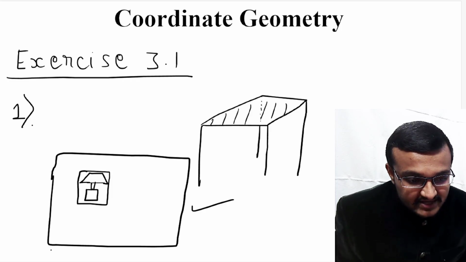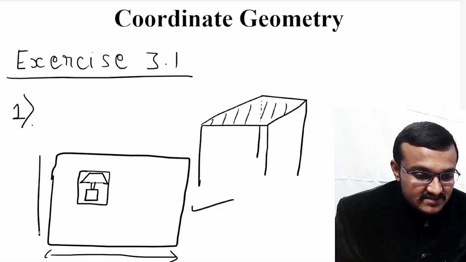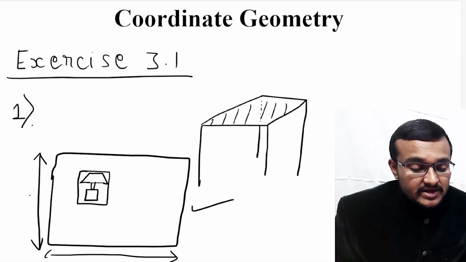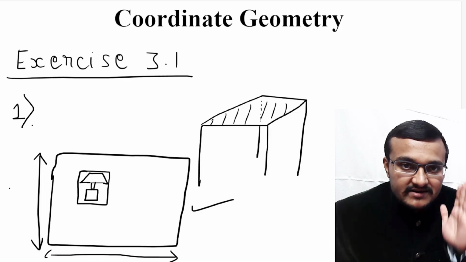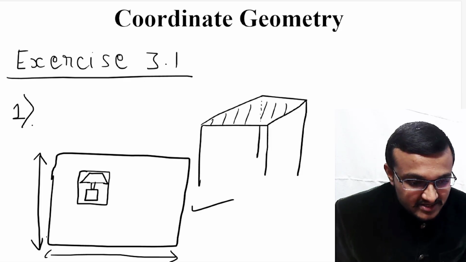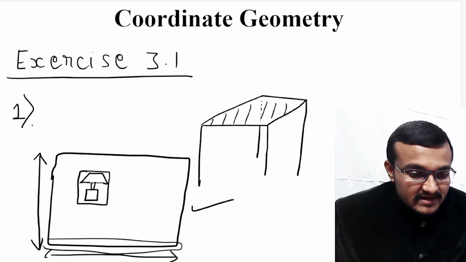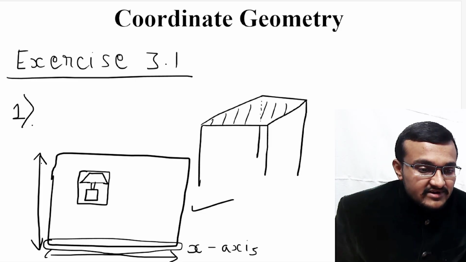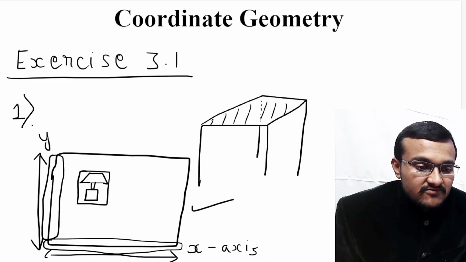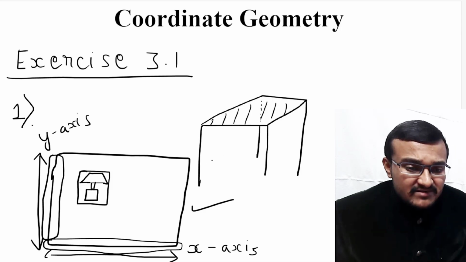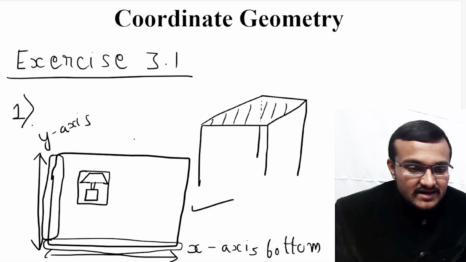So now we will take this as one axis and this as another axis. Now we have two different axes defining two different dimensions. We'll call this particular edge of the table the x axis, and we call this particular edge of the table the y axis. Or else, to make it much simpler, let's call this the bottom edge, and let's call this the left edge.